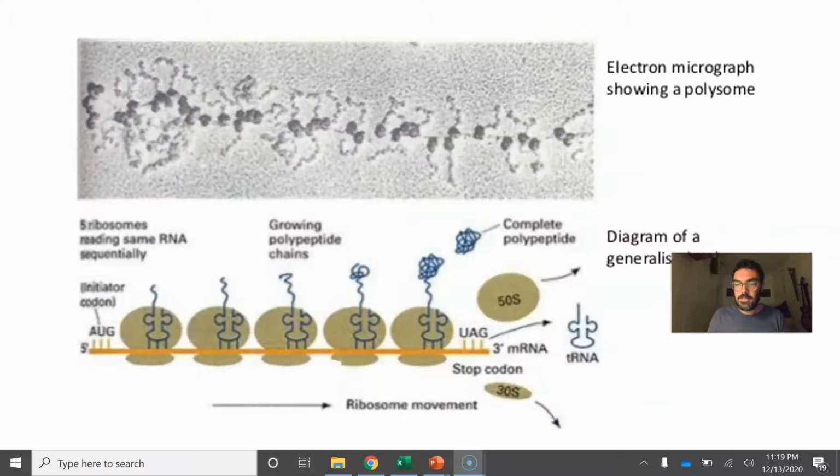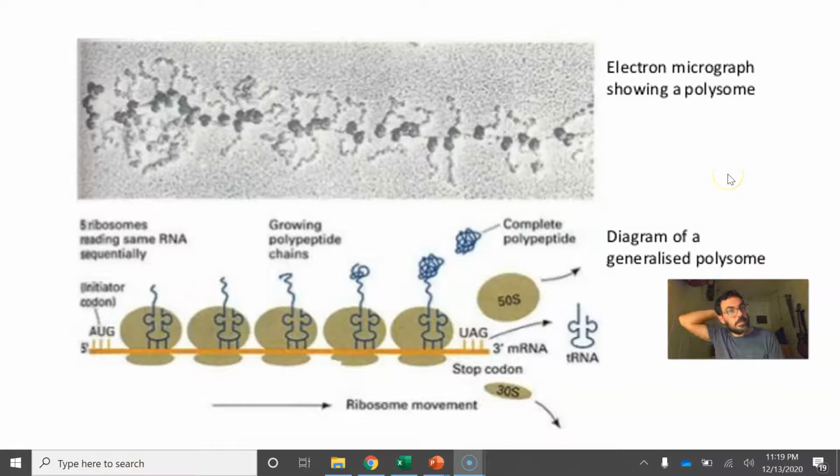Okay, the last big concept for today is strictly an HL concept. It's not hard, it's just extra stuff. But what you have to understand about translation is that we're not just talking about one ribosome working on one mRNA molecule. In fact, there usually are multiple ribosomes all working at once. And if you look in this photograph, this is a micrograph, so a photograph taken with an electron microscope.